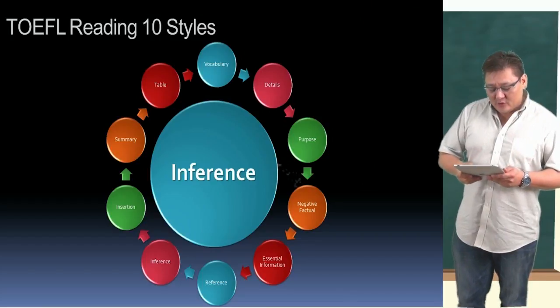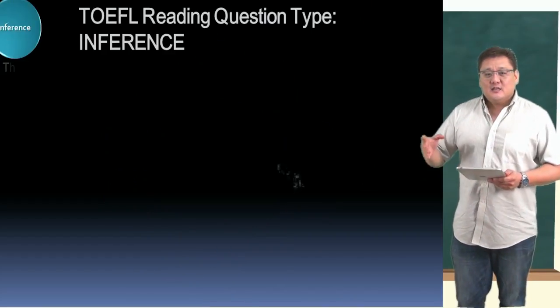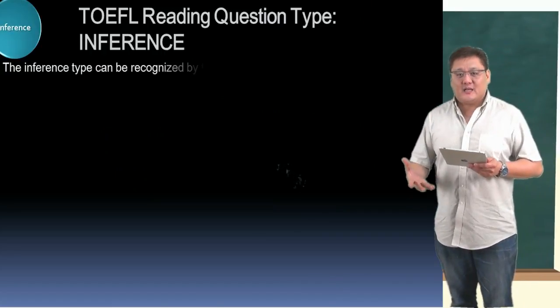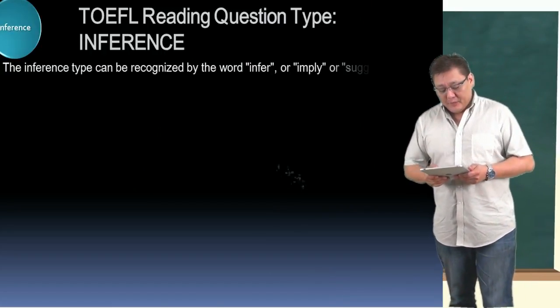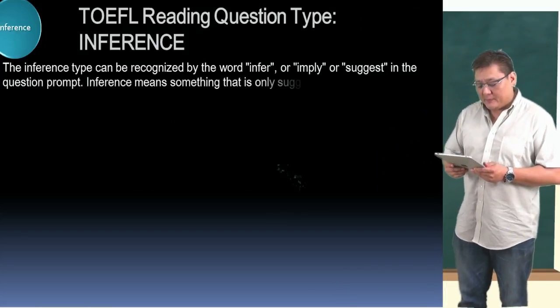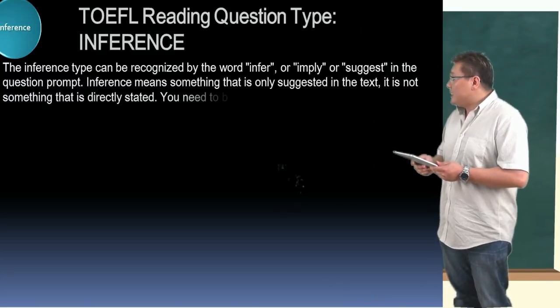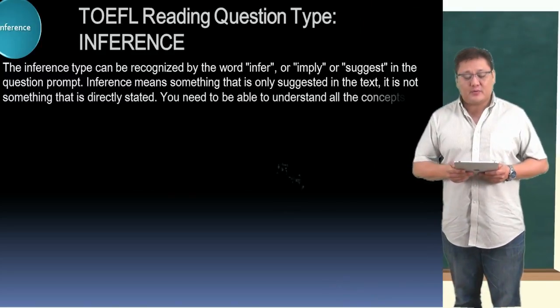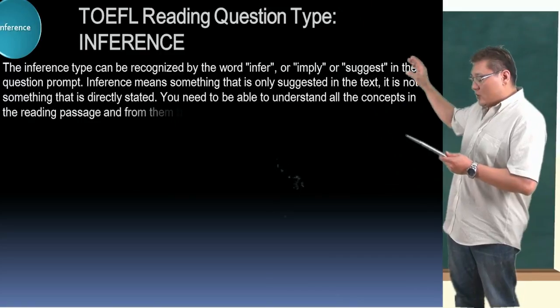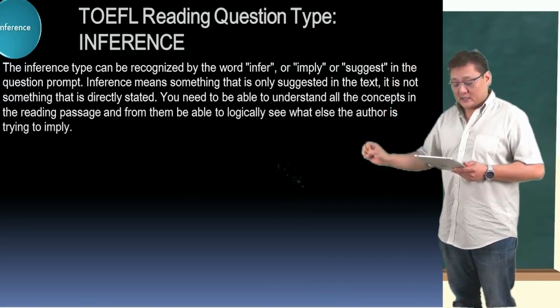Okay? And the first question은 이게 좀 시간이 걸려, right? Because we have to do it different. 너무 다르게 해야 되는 거야. 첫 번째, okay? I'll tell you what inference is. For example, here, the inference type can be recognized by the word infer, imply, suggest in the prompt. Okay? question 자체에 꼭 들어가 있어요. Infer, imply, suggest 세 가지가 들어가 있는 거 꼭.